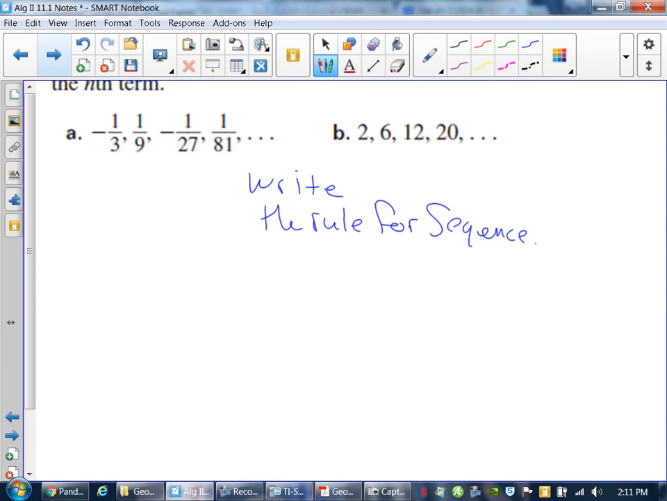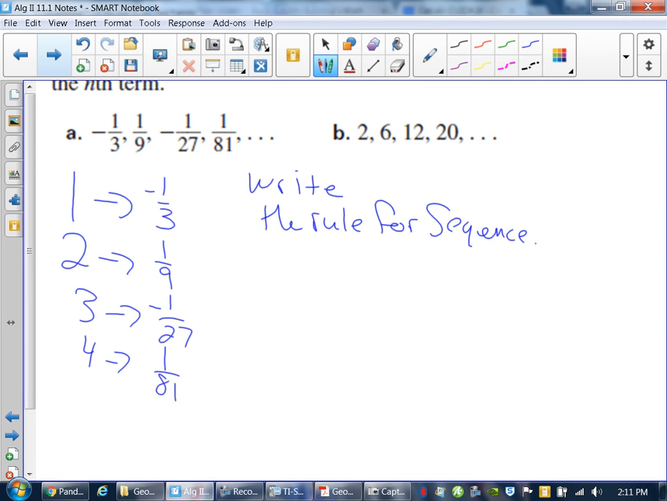What I want you to think of here is the first term is negative 1/3. The second term is 1/9. The third term is negative 1/27. The fourth term is 1/81. What is the general rule for that? Yes, sir. You multiply it by negative 1/3. So you're taking your first term and multiplying it by negative 1/3.